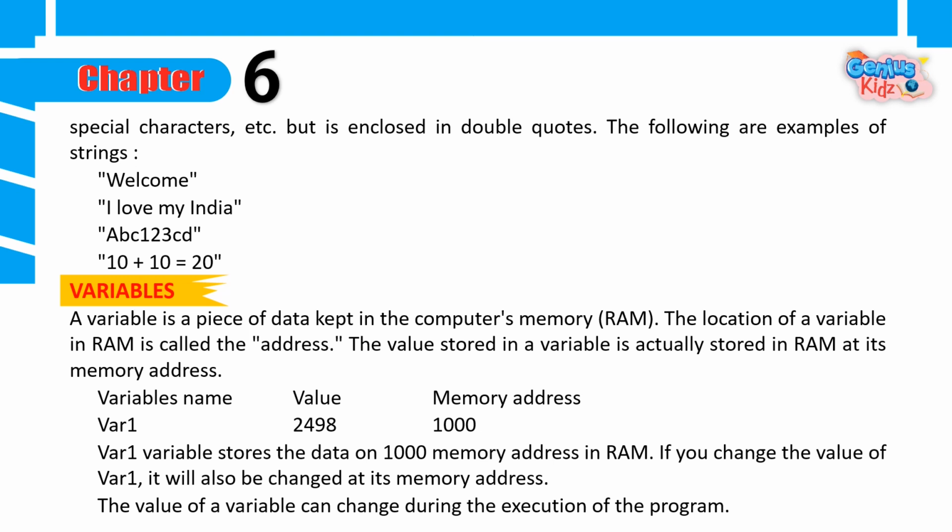Variable's name, value, memory address. var1, 2498, 1000. The var1 variable stores the data at memory address 1000 in RAM. If you change the value of var1, it will also be changed at its memory address. The value of a variable can change during the execution of the program.